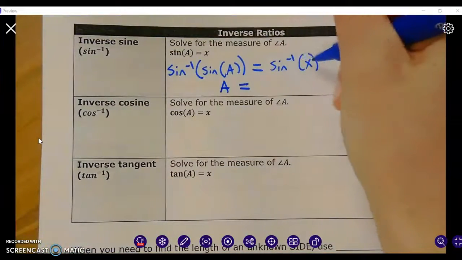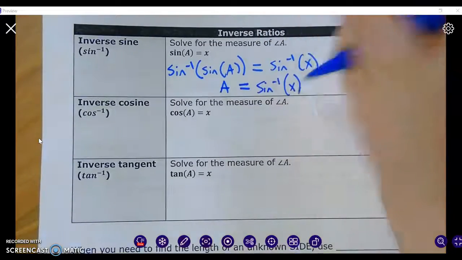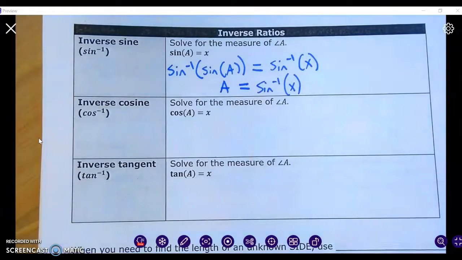And then just bring down what was up here. So sine inverse of x. And that's where we will use our calculator and just type that into our calculator to get our answer. This will probably make more sense when we add numbers to it, but this is essentially what we'll be doing.